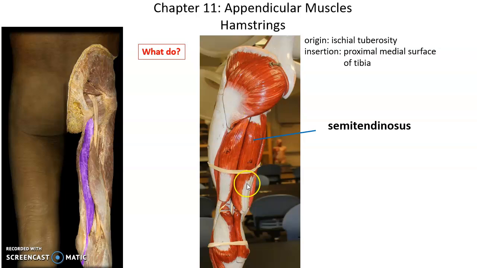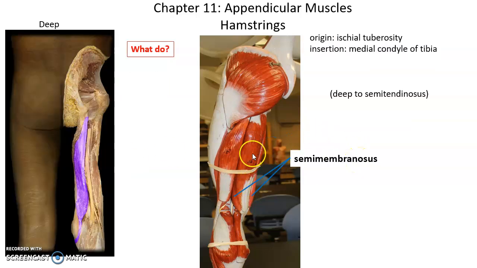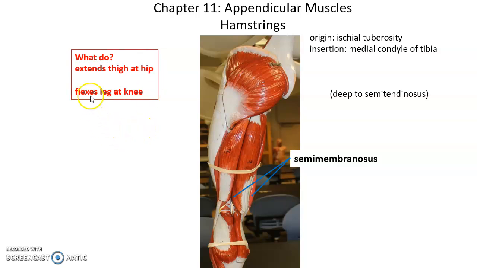Then more medially is semitendinosus. Semitendinosus, this hamstring's origin is the ischial tuberosity. Insertion, the proximal medial surface of the tibia. Again, it crosses two joints, so it helps to extend the thigh at the hip and flex the leg at the knee. And then underneath semitendinosus, we have another muscle, the third of the hamstrings. This muscle is called semimembranosus. Its origin, ischial tuberosity, insertion, the medial condyle of the tibia. And its job is the same as the other two: extend the thigh at the hip, flex the leg at the knee. So all three hamstrings perform the exact same actions.